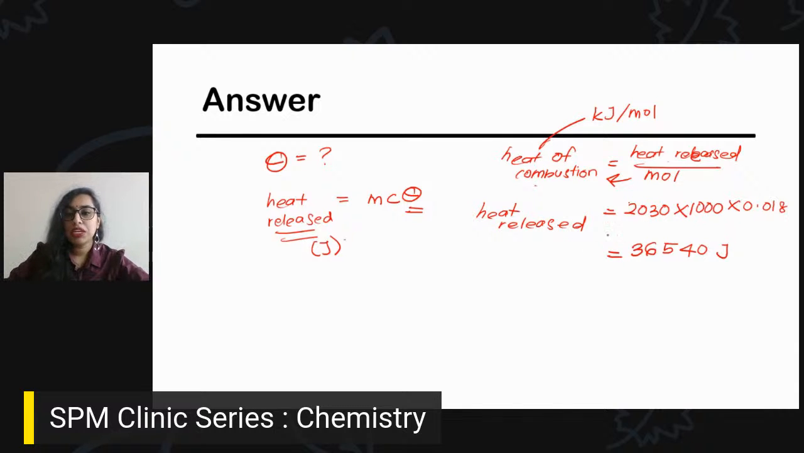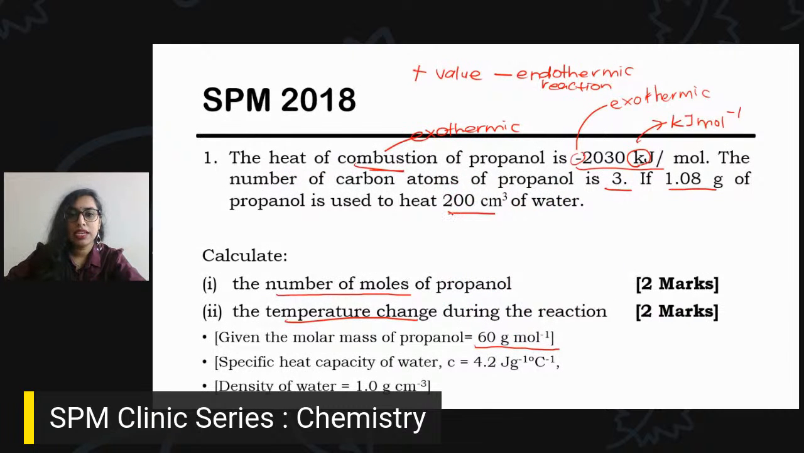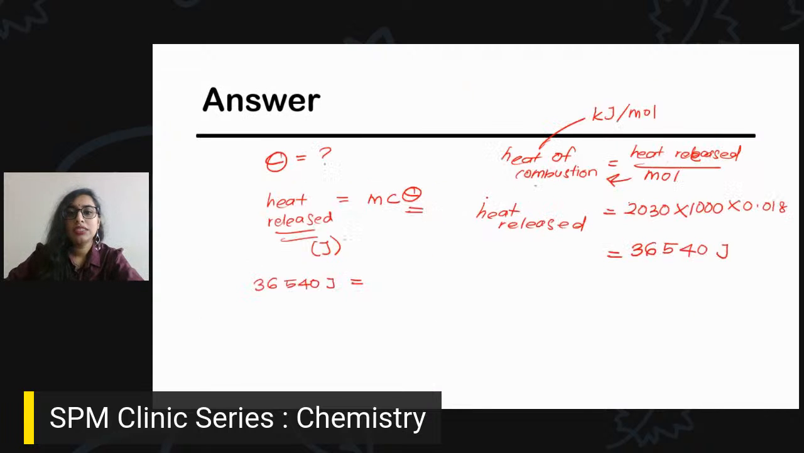It will be in joule. You have to make sure that you get it in joule. I will tell you why in a while. So after you get this, you know this 36,540 joule is equal to mass times... Let's look into the question. Where's the mass? They have given the mass of water, which is 200 centimeter cubic. So 200 centimeter cubic is equivalent to 200 gram.